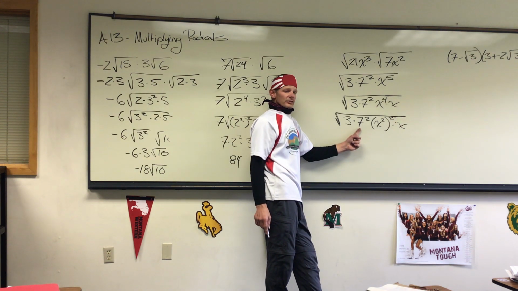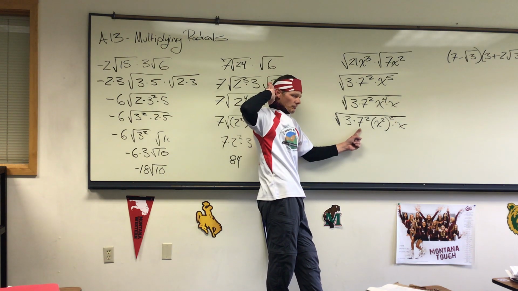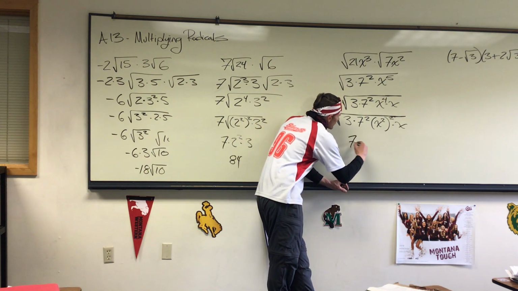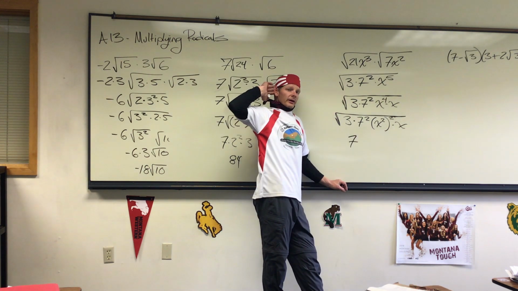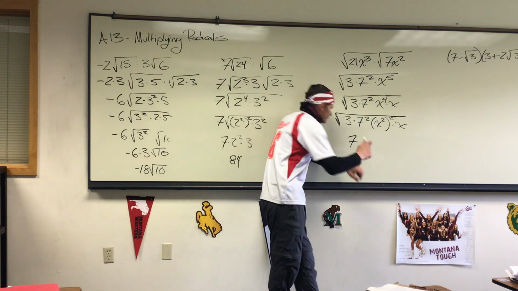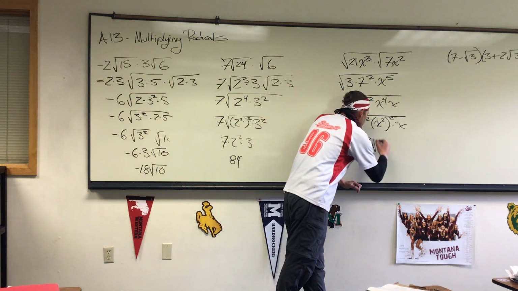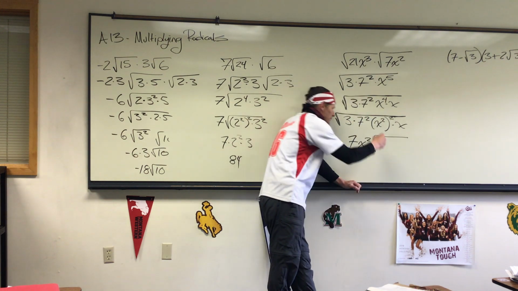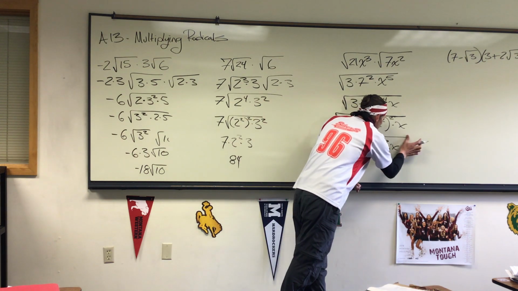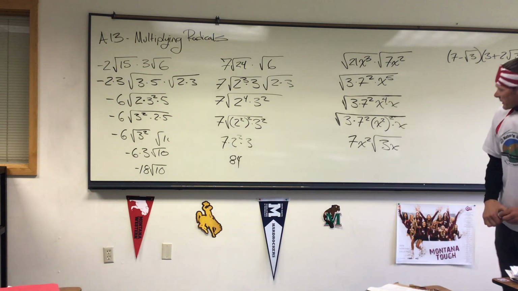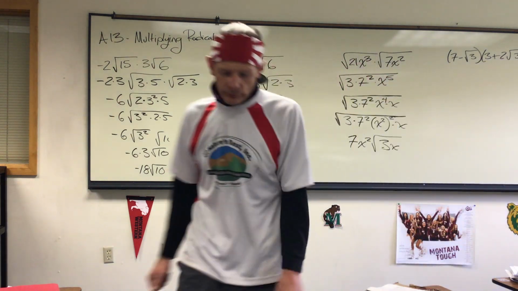What is the square root of 7 squared? 7. What is the square root of x squared? X squared. You guys are good at this. 7x squared times, what is left? We have a 3 and an x in there. Okay, so there you go. 7x squared times the square root of 3x.